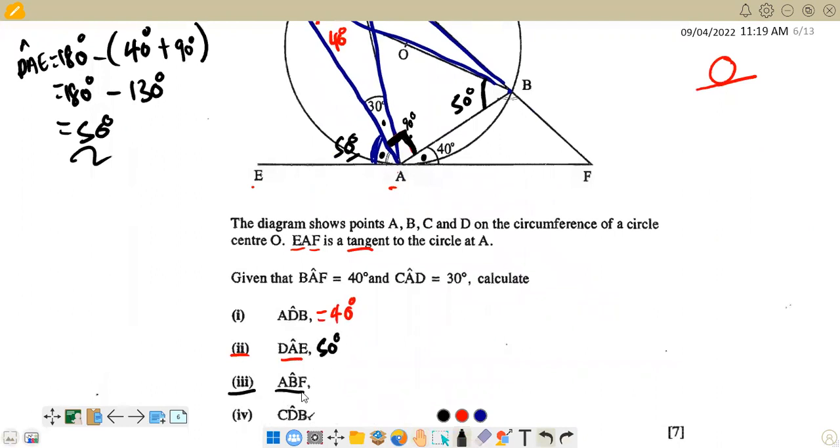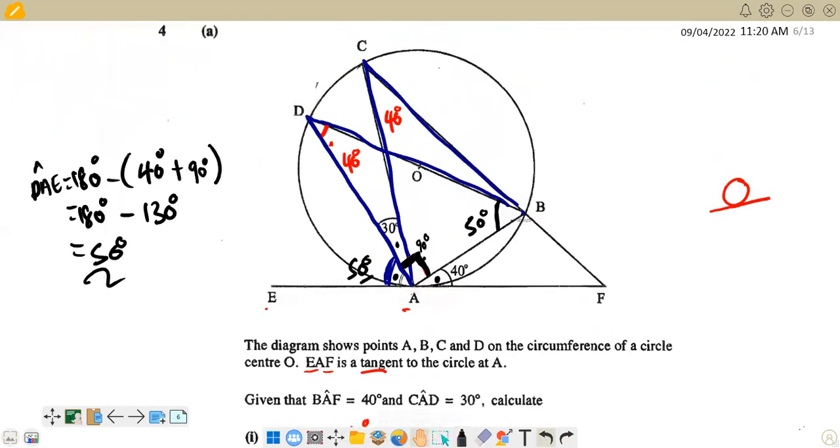Item 3, ABF. So we need angle ABF. So that's the angle here, A, B, F. This angle here is the angle that we need. So how are we going to find angle ABF? All right, so it's very, very important, guys, that we understand our triangles and everything. We have to understand every concept very, very much. Okay, I want you to see something here.